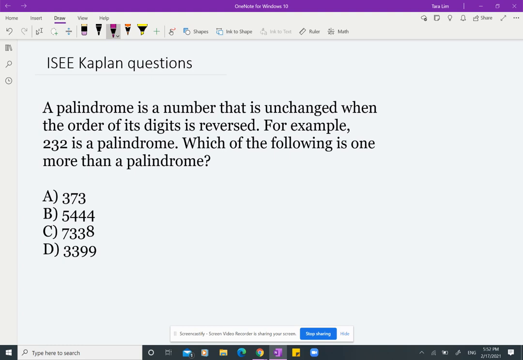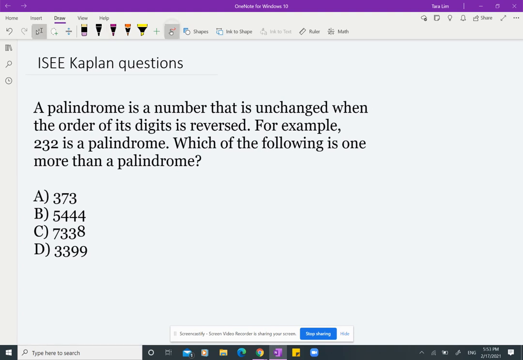So, a palindrome is a number that is unchanged when the order of its digits is reversed. So, let's make an example. For example, 21. The reversed digit of 21 is 12. That is what it means by digits reversed. And it says unchanged. A palindrome is unchanged.